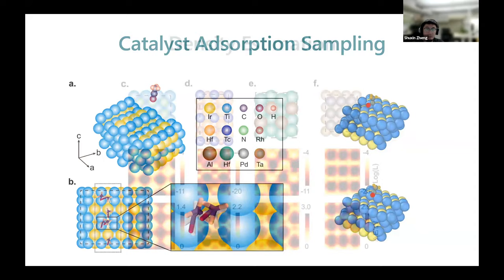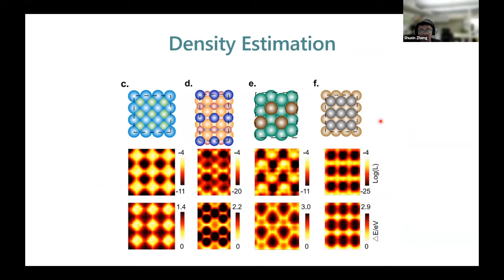But the most interesting is this page. This page actually demonstrates the density estimation of this model. You can see that in the bottom row is the DFT calculated. If you're familiar with DFT, it's density functional theory. It's a very highly accurate quantum method to calculate the quantum properties of the molecular system.